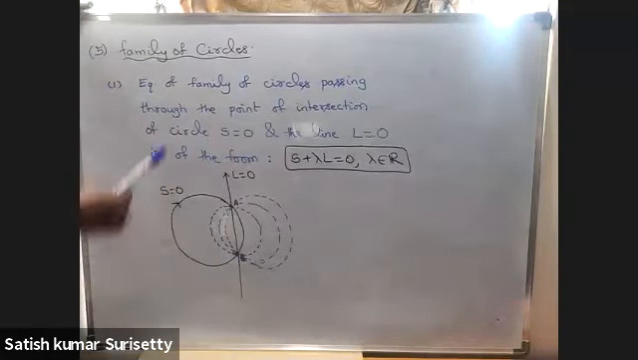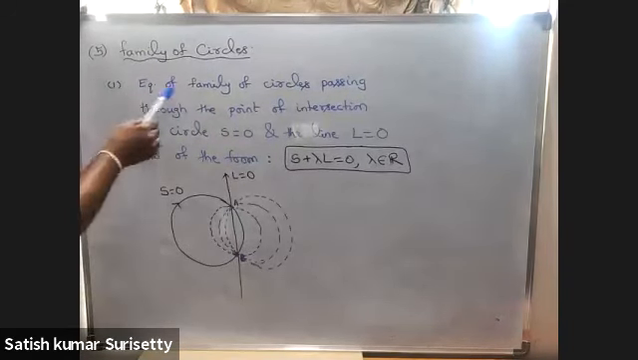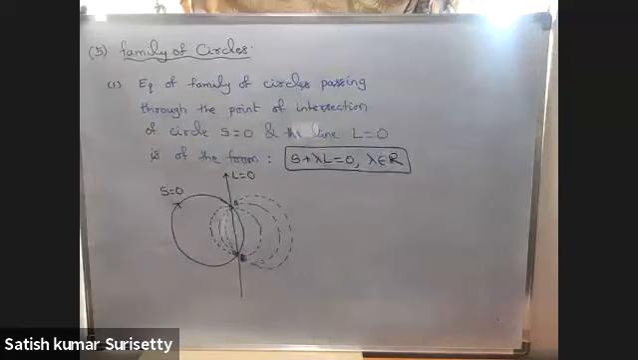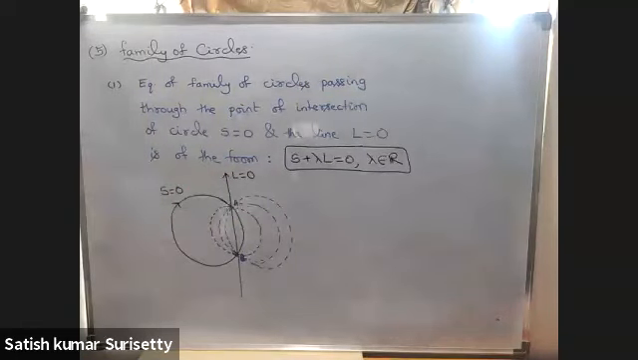So another important concept is family of circles. First one, equation of family of circles passing through the point of intersection of the circle S equal to 0 and the line L equal to 0 is of this form: S plus lambda L equal to 0, where lambda is a parameter, that is, lambda belongs to R.